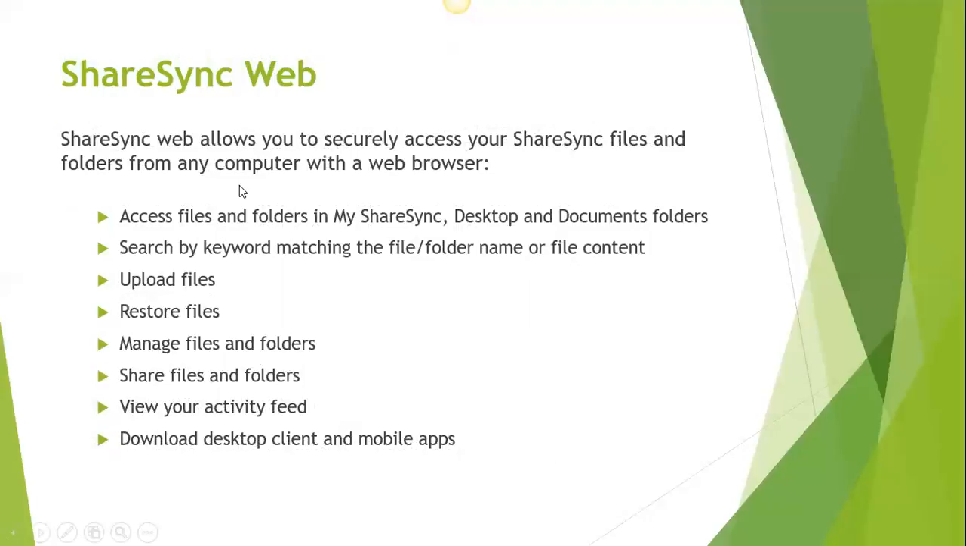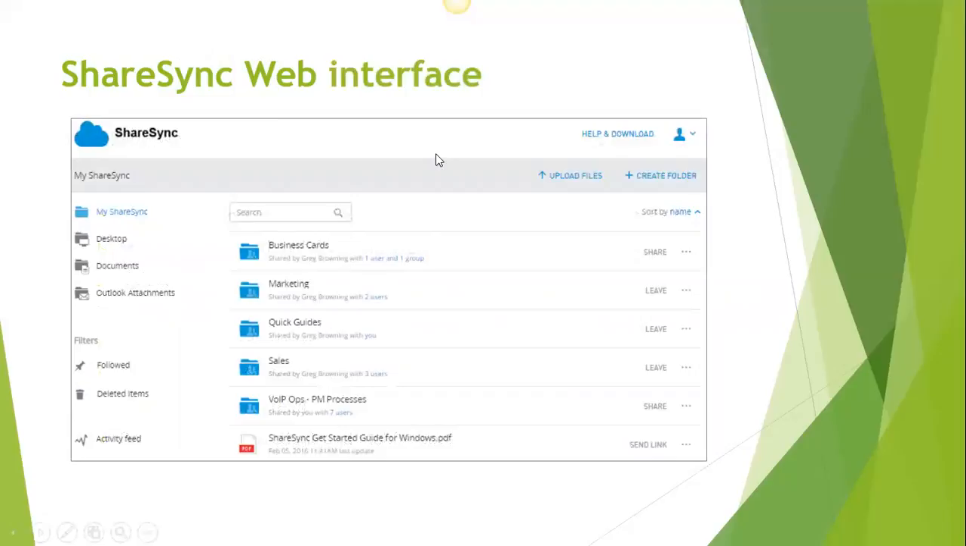ShareSync Web allows you to securely access your ShareSync files and folders from any computer with a web browser. You can do the following actions within ShareSync Web. Access files and folders in My ShareSync, desktop, and your Documents folder. Search by keyword matching the file or folder name or content file. Upload, restore files, manage files and folders, share files and folders, view your activity feed, and download desktop client and mobile apps. Here you see a screen capture of what the My ShareSync web will look like. We will cover this in another tutorial.